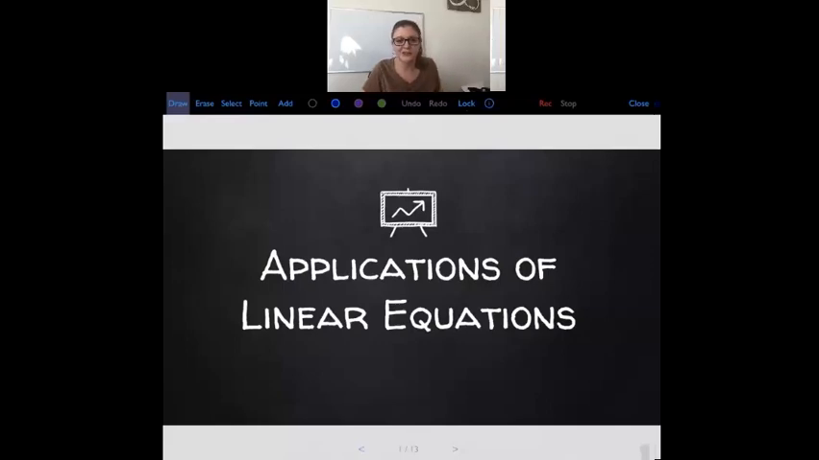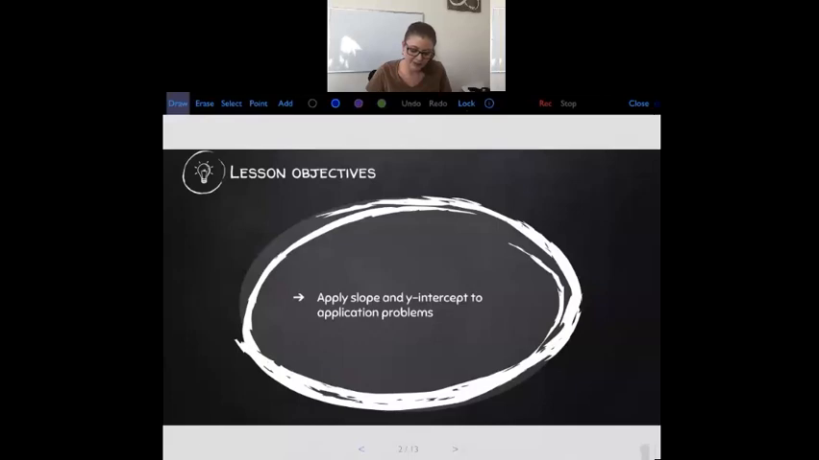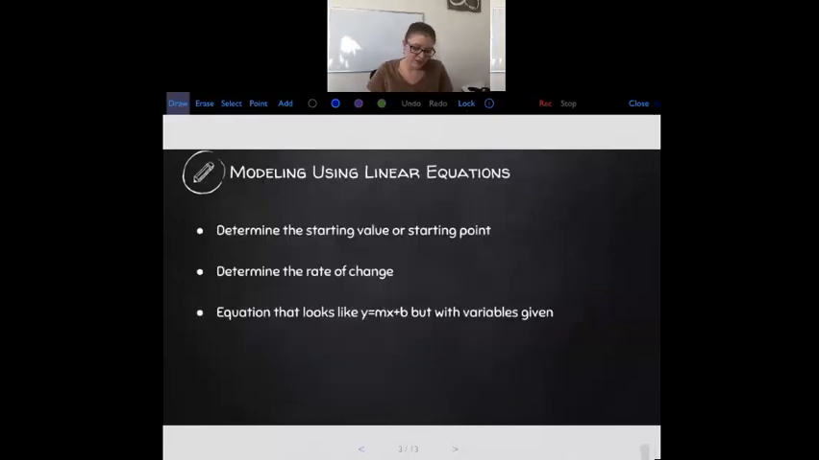In this lesson, we're going to go over some applications of linear equations. Specifically, we'll apply the slope and the y-intercept to application problems. So, modeling using linear equations, what I recommend is determining the starting value or the starting point. In our y equals mx plus b formula, this would be considered b.